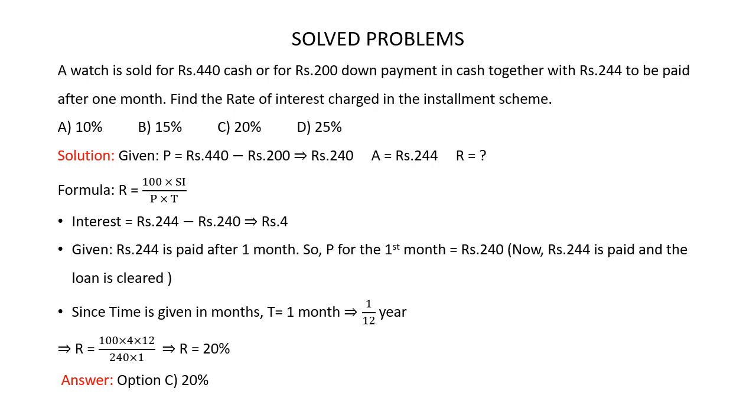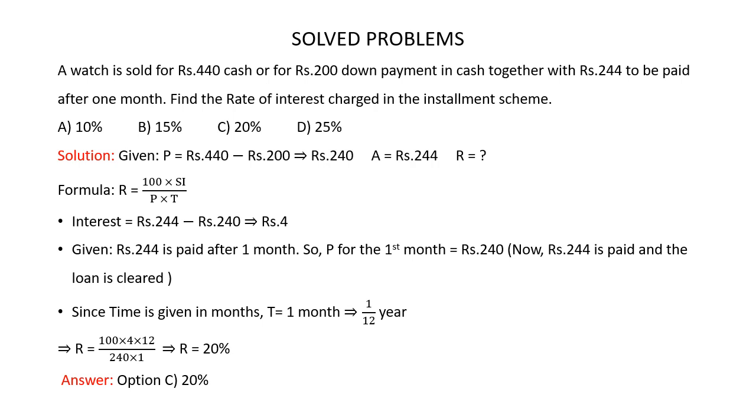Now we can find the rate of interest using the formula R is equal to 100 multiplied by SI divided by PT. Now first let's look at the simple interest. Now we know that amount is rupees 244 and principal is rupees 240. So interest is 244 minus 240, which is rupees 4. So simple interest is rupees 4.